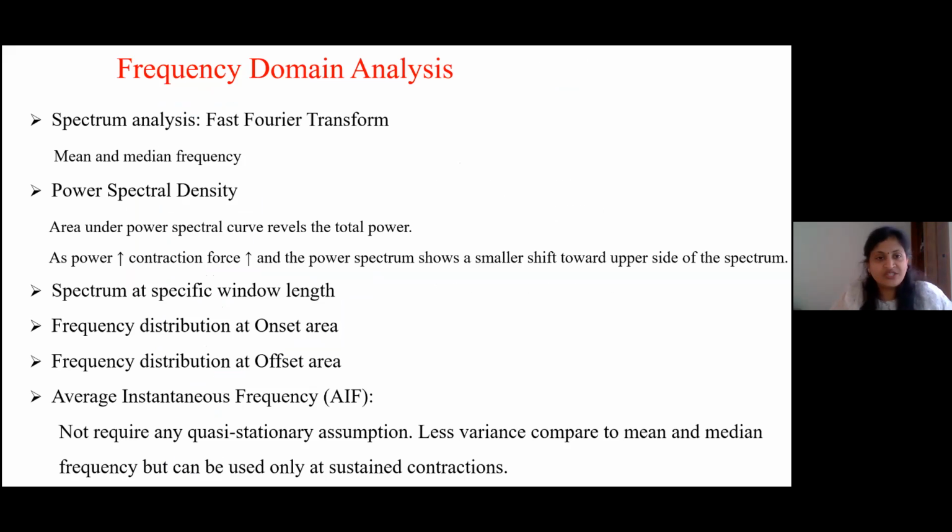Next is the frequency domain analysis. Time domain signals don't give total information about the EMG analysis. You have to go for the frequency domain analysis.